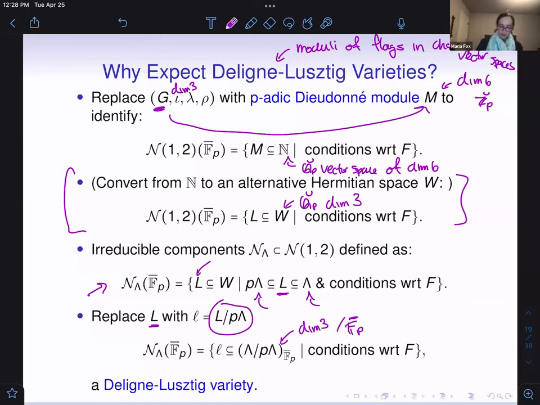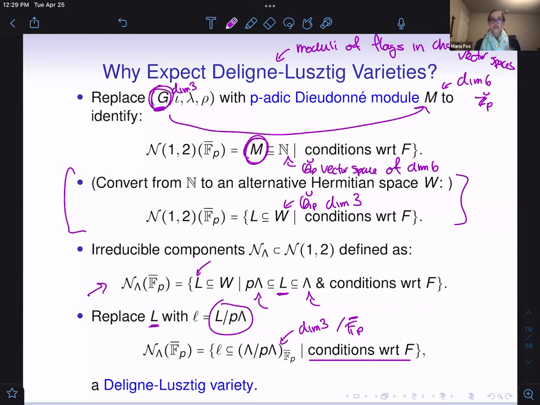And because we started way at the beginning with p-divisible groups, or p-adic Dieudonné modules, we're not going to get arbitrary lines. We're going to get lines with specific conditions with respect to Frobenius. And that's exactly what we're looking for: Deligne-Lustig varieties, flags in a characteristic p vector space with conditions with respect to Frobenius. So this is our prototype approach.